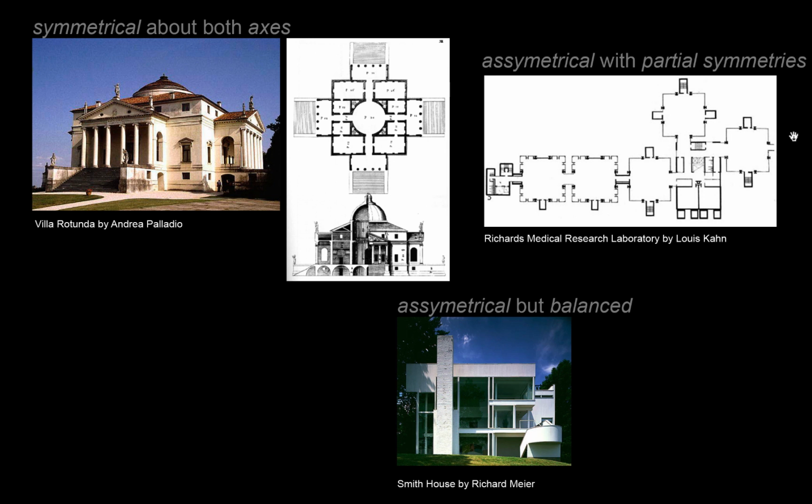To the right of that, we have the Richards Medical Center by Louis Kahn. This one is asymmetrical with partial symmetries, meaning you can see how the unit of these square forms are repeated throughout the project, but overall the composition is asymmetrical. And then at the bottom we have a project by Richard Meier, and this would be an example of something that is asymmetrical but balanced. And all of this happens through visual language, exactly what we are starting with here in Architecture 101.